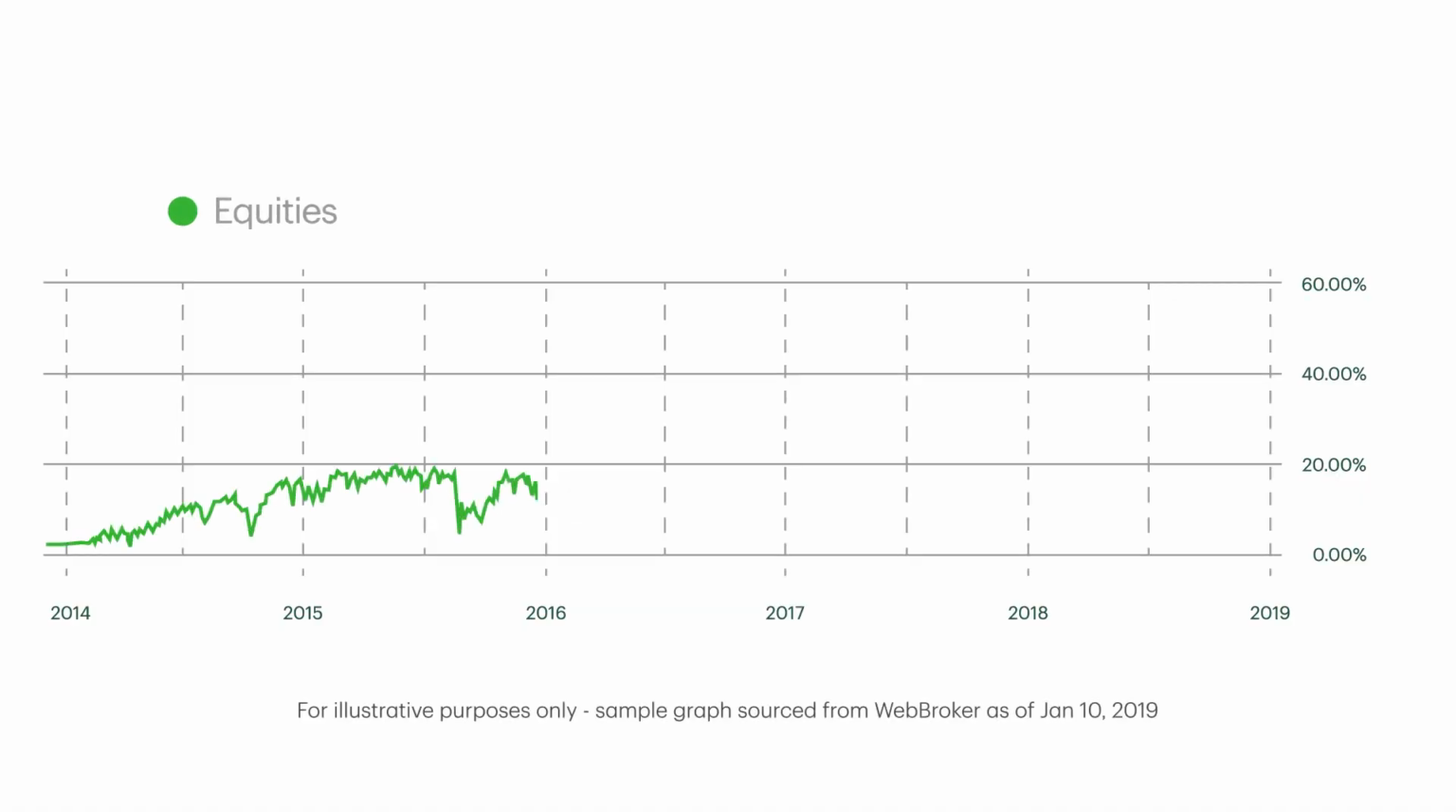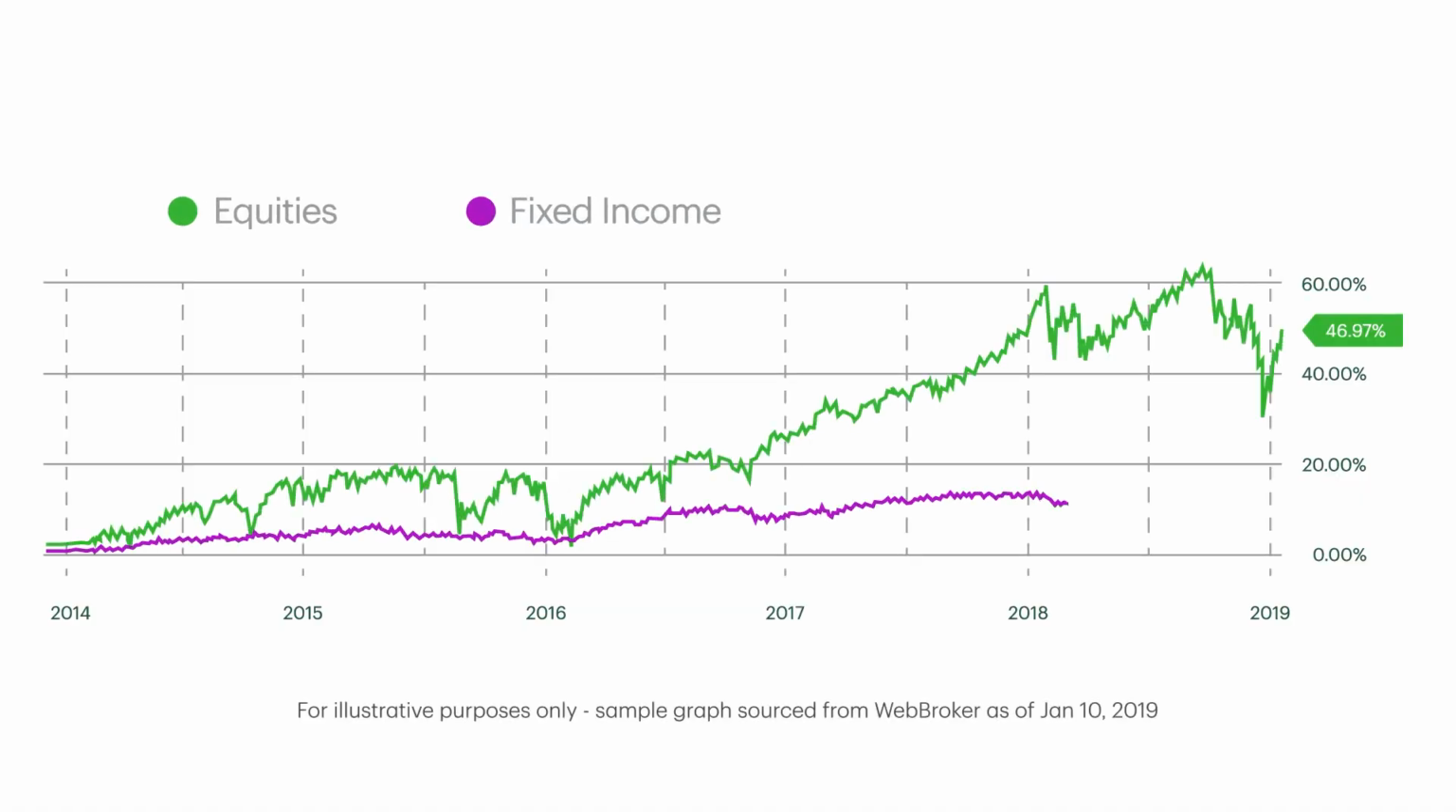Not putting all our eggs into one basket can help maximize portfolio return and reduce overall risk. Let's look at an example of how this might happen. This graph shows how two different asset classes performed between July 2014 and January 2019. The green line represents equities and the purple line represents fixed income.